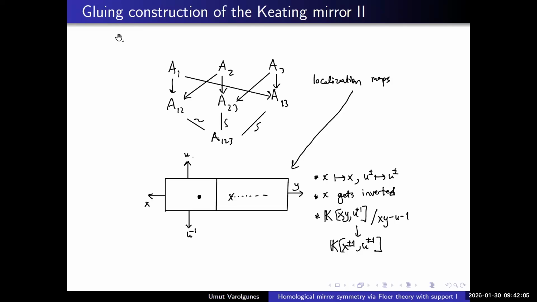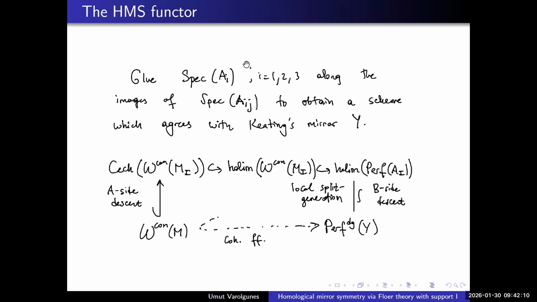So now I know what these maps are too. These maps are as well. And you can check that if you do this gluing of spec A_i, so each of these spec A_i are C^2 minus a conic. And if I glue them along images of the intersections, like the restriction map gives you a subset that's an open subset, Zariski open subset, and I can glue these three things along those Zariski open subsets because they all are identified with the same A_1, 2, 3 algebra. And the result is exactly this Keating's mirror.